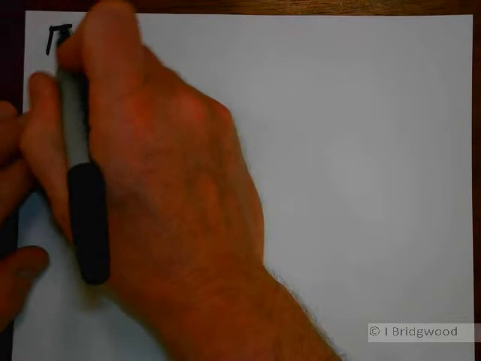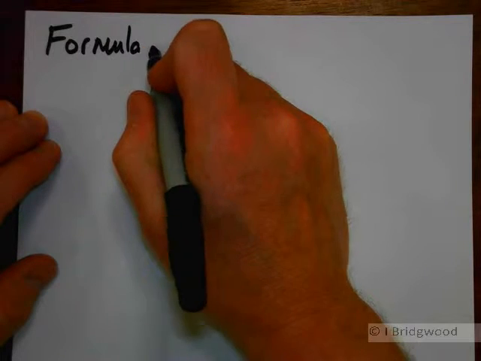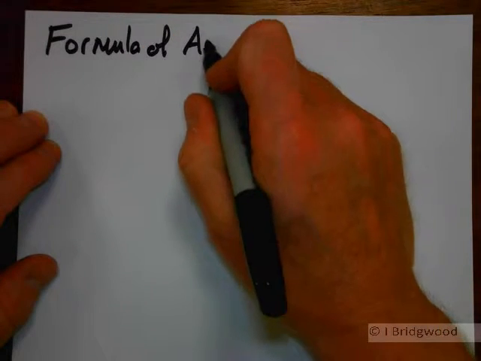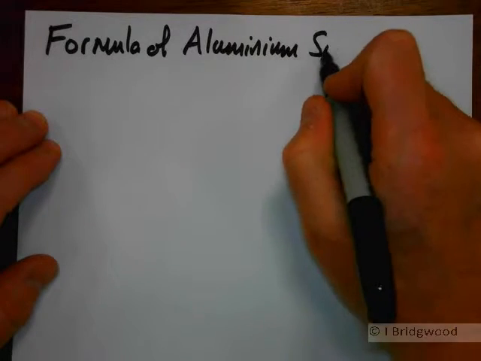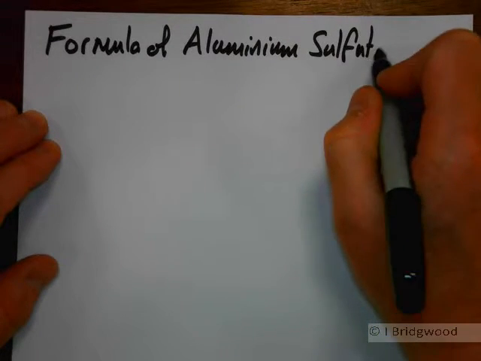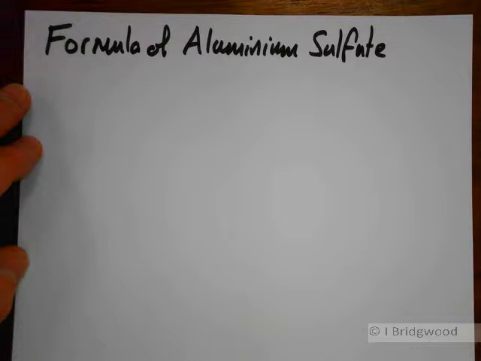So now that we've got the charges on the ions, what about working out the formulae of a compound? Let's take the formula of aluminium sulfate, shall we? Now, what we're looking to do is to maintain charge neutrality in the overall compound. So in other words, we've got to make sure that the positive charges overall are balanced out by negative charges.